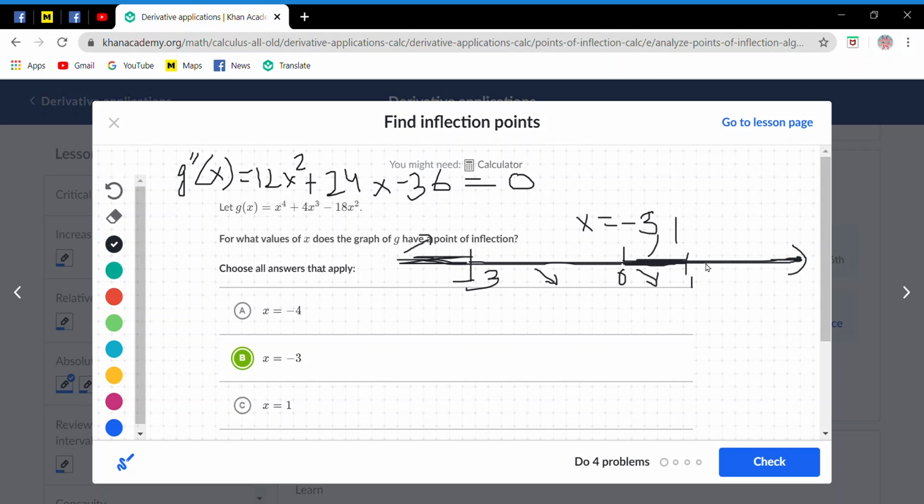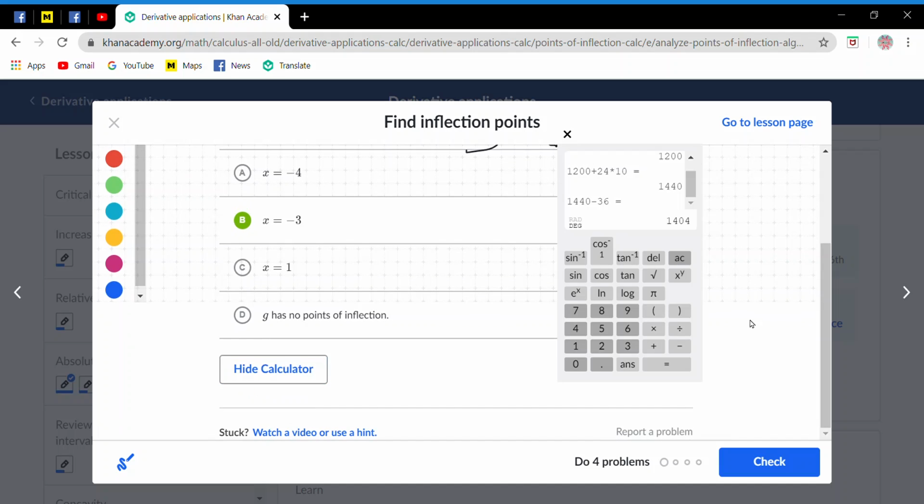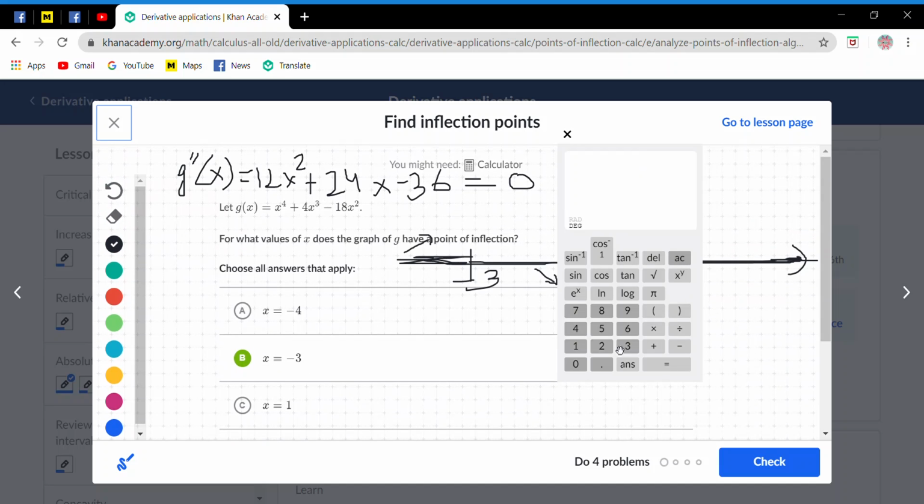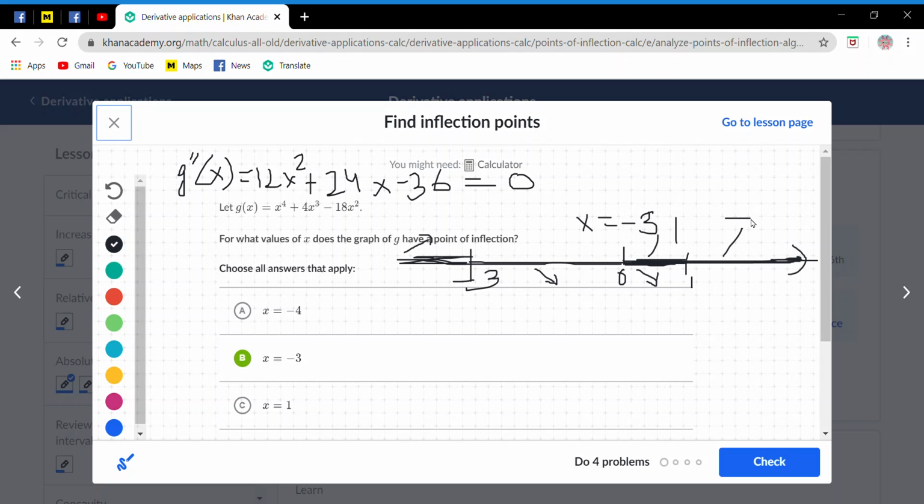So let's see now 1 to infinity. Let's pick a value, let's say 2. So this becomes 12 times 2 squared, which is 48, plus 24 times 2, which is 48, so 96 minus 36, this is 60. So this is positive here. It is going from negative to positive, so 1 is also an inflection point, and there are no other inflection points.